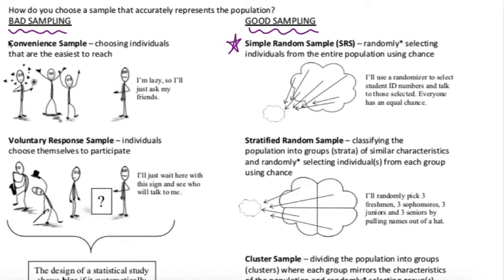A bad way of sampling is called a convenience sample. This is choosing individuals that are just easiest to reach. So if this person is trying to do a sample survey or collect their sample, they say, I'm lazy, so I'll just ask my friends. Well, these people might have different opinions or might not share their true opinions based on what information you're trying to collect. So we always want to make sure that we're not introducing a bias somehow into our sample.